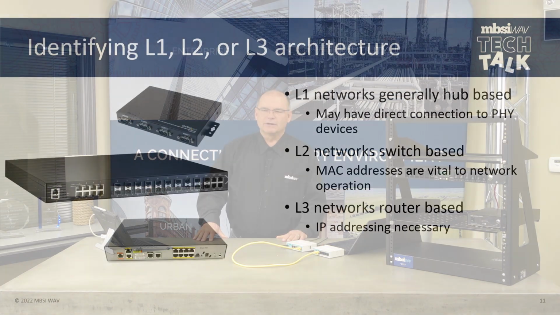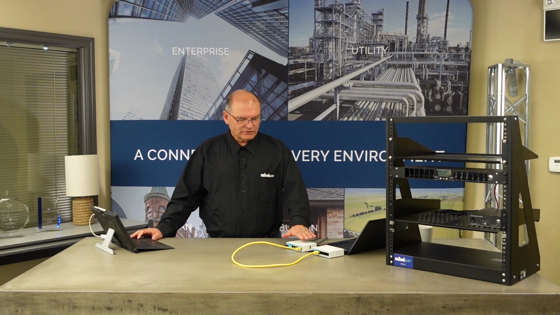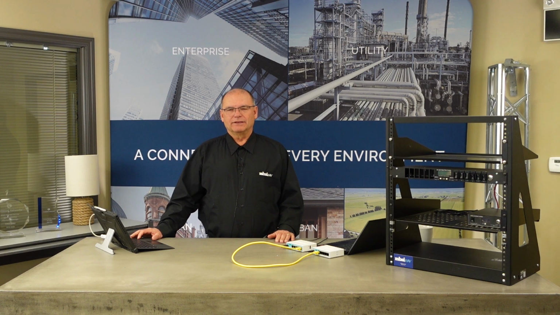Layer 3 networks are router based. So now these are IP addresses. There will typically be an IP address on the traffic coming in from, let's say, the internet, and that will get converted to another IP address to be sent out of the router itself. Whether this is a radio system or an individual router, the process is exactly the same.